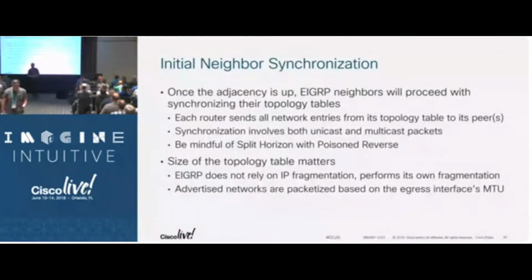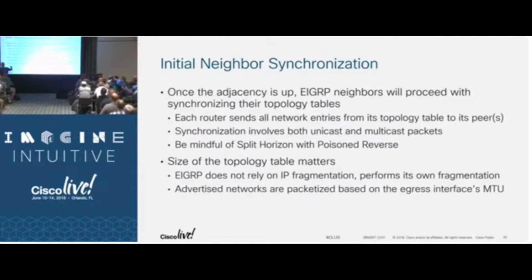Okay, so let's see what can go wrong with the initial exchange of information after the neighbors have come up. Once the adjacency is up formally, we will try to exchange this whole set of routes in our topology tables. Be mindful that we use split horizon with poison reverse. So if I get a route from you and you become my next hop, I'm going to send the route back to you with an infinite metric. So that means I will make my update packets quite large.